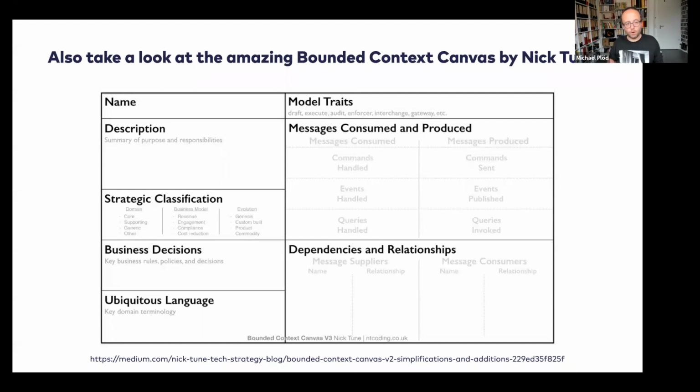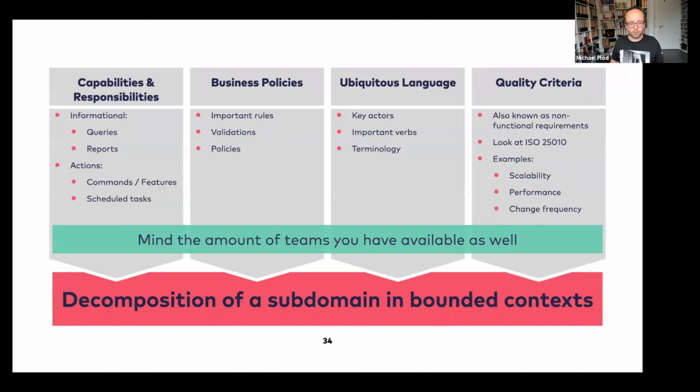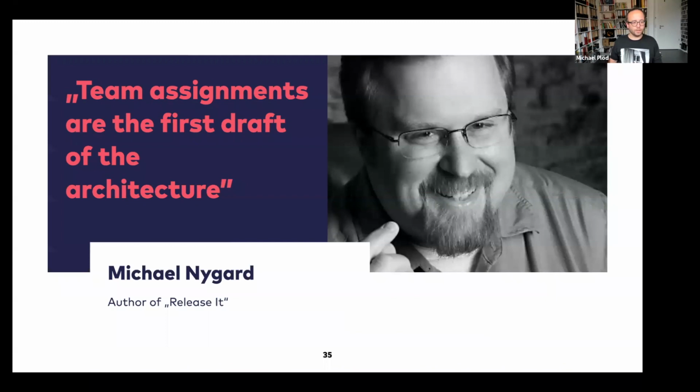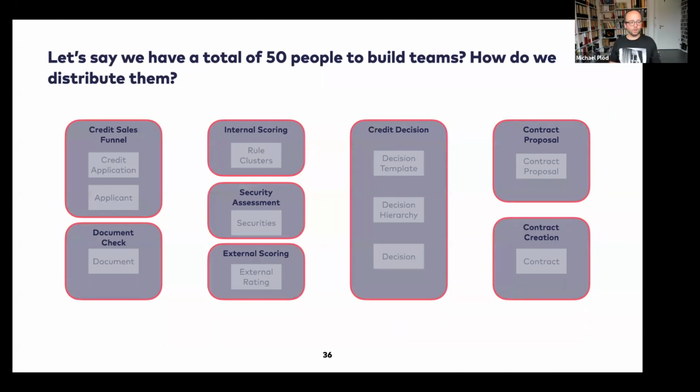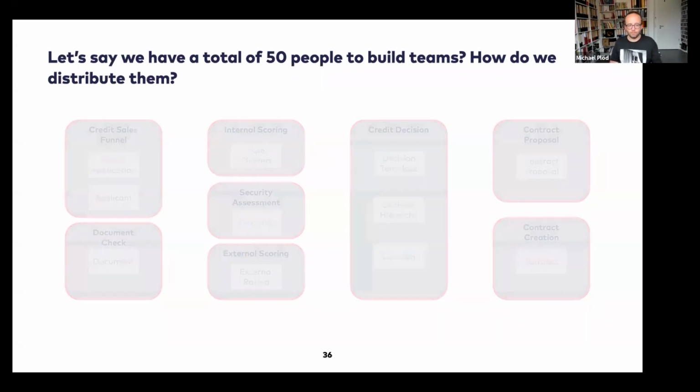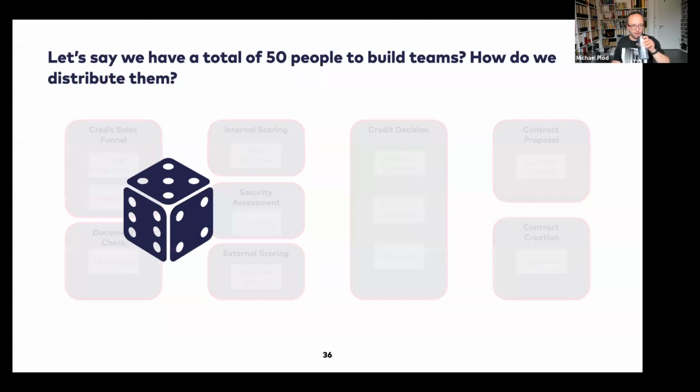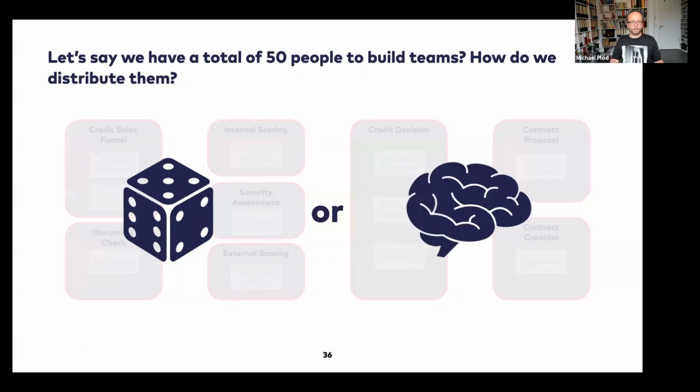Now, there's one more thing. You should also mind the amount of teams and people you have available as well. Michael Nygard was once quoted that team assignments are the first draft of the architecture. Now, if we look at that bounded context model, and let's say we want to spread 50 people to build the teams, how do we distribute them? What I see very often is something like that. But I think the icon on the right side is a better approach to that.